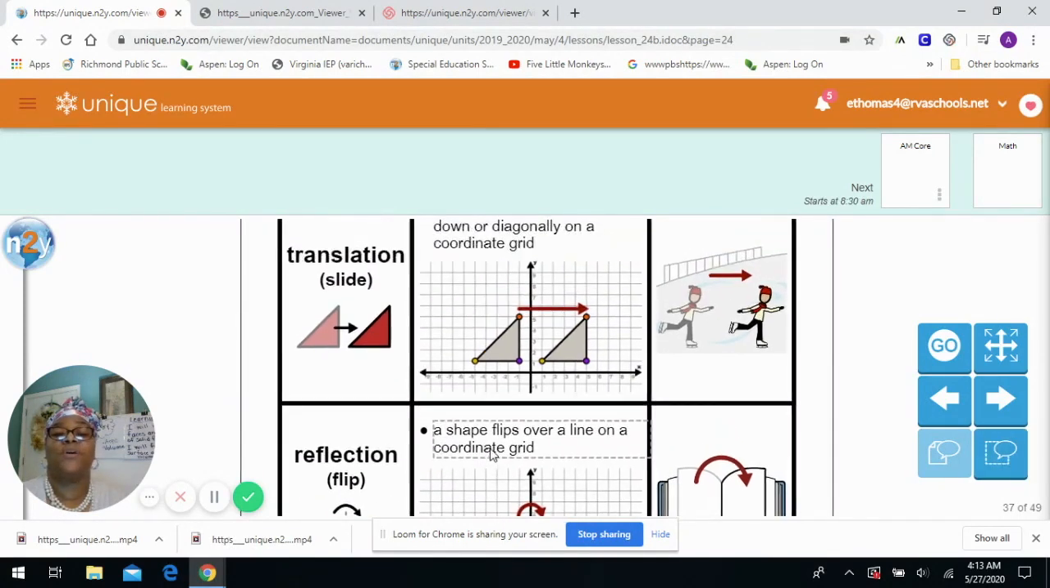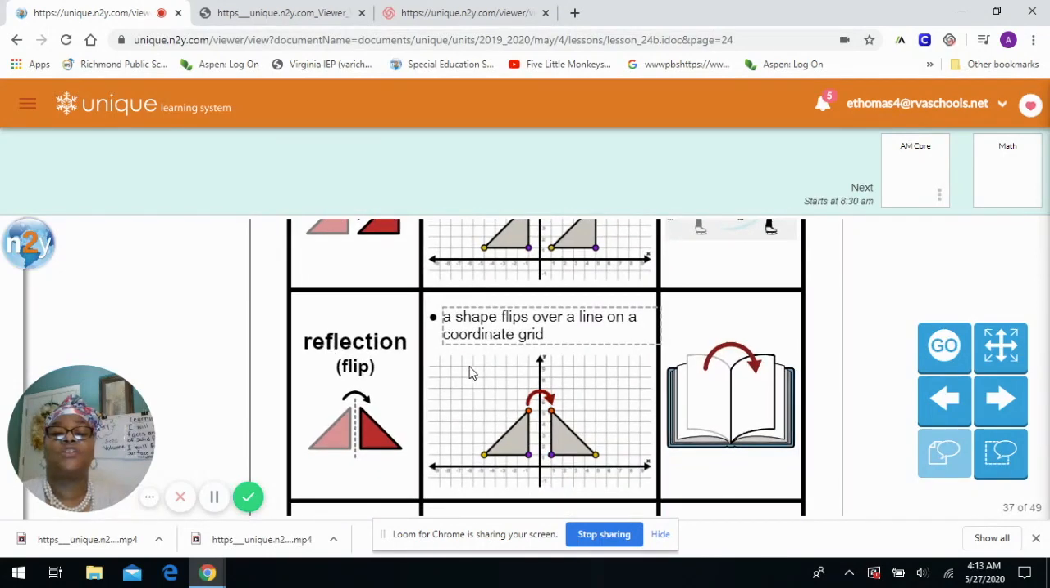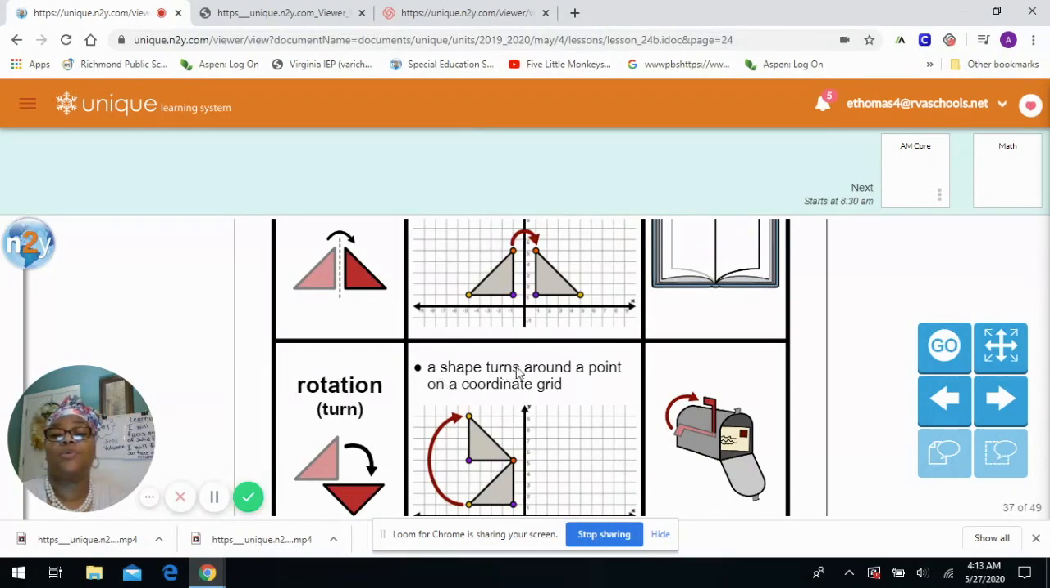So the first one was translation, which was slide. The other one is reflection. It flips. And then the next one is rotation. A shape turns around a point on a coordinate grid. Rotation means turn. So this is your point here. And then it turns. It turns here. It turns from here to there. There to here. It turns, goes up.